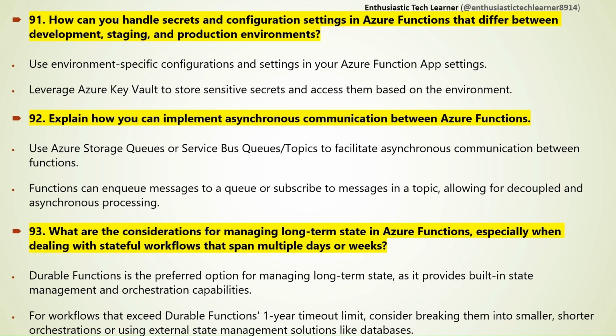Explain how you can implement asynchronous communication between Azure Functions. Use Azure Storage Queues or Service Bus Queues/topics to facilitate asynchronous communication between functions. Functions can enqueue messages to a queue or subscribe to messages in a topic, allowing for decoupled and asynchronous processing.